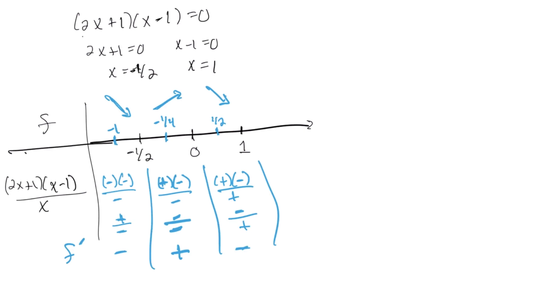Last but not least, I need to plug something into the right of x equals 1. I'm going to pick x equals 2. Plugging into the numerator, I get 2 times 2 plus 1. That's positive 5. I get 2 minus 1, which is positive 1. And I get 2 in the denominator. All of that gives me a positive, and the function increases here.